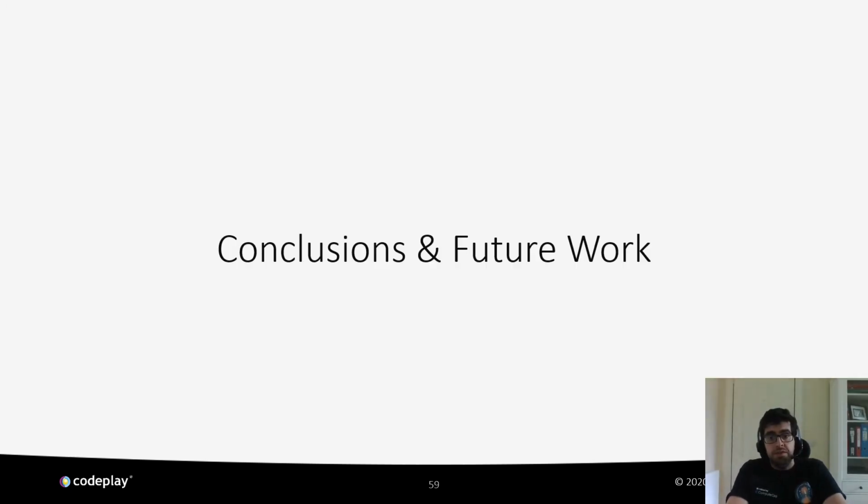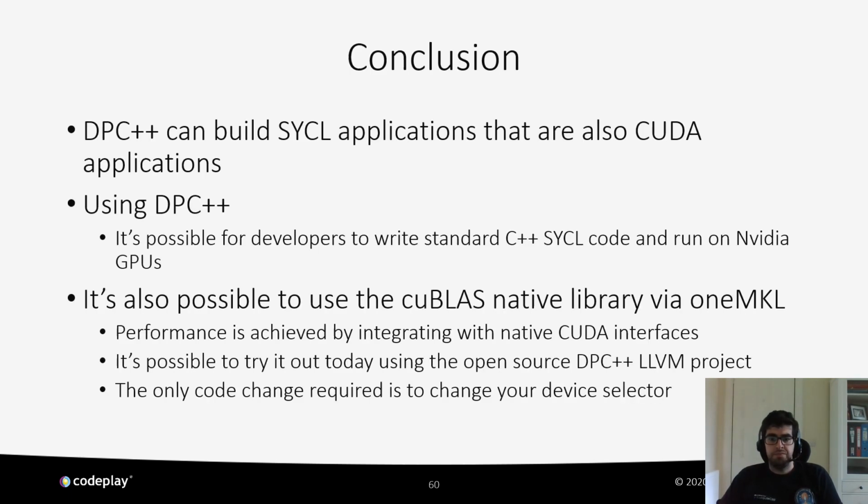Okay, let's summarize our thoughts and see what is coming afterwards in our work. In this webinar, we have shown how you can use DPC++, Intel's open source SYCL compiler, to run your SYCL applications on Nvidia hardware, and how you can interact with native CUDA code and libraries. You can try today by building from source the DPC++ LLVM project with CUDA support, following the instructions that are on the website.